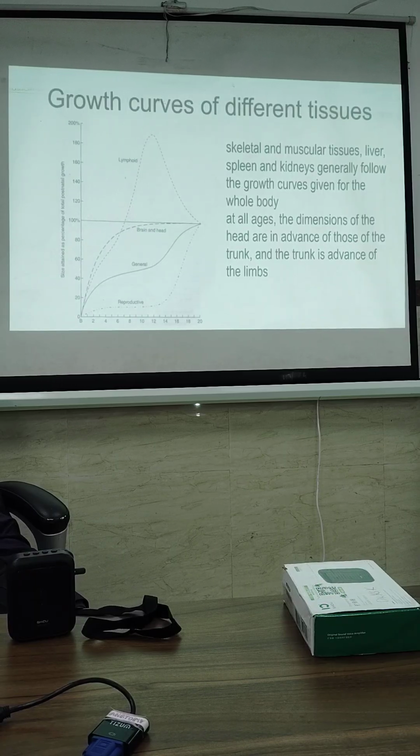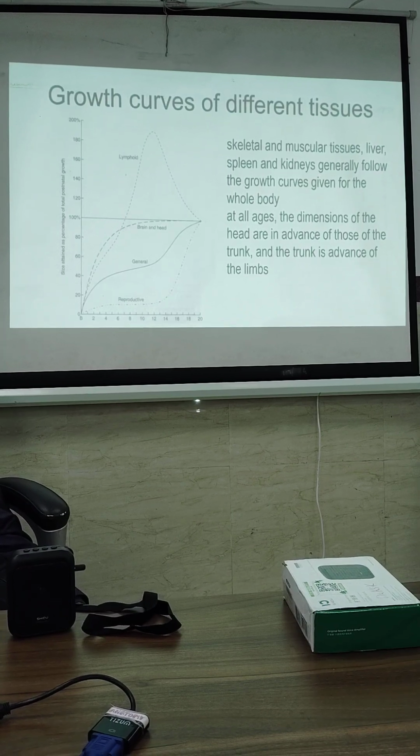What does this mean? The head completes its development earlier than the trunk. Trunk development completes its growth earlier than the limb development. Limb development continues further. Even there, the upper limb development is advanced over lower limb development. That means the upper limb growth in length is finished earlier than the lower limb. And there also, foot development is earlier than the leg development, which is earlier than the thigh development.